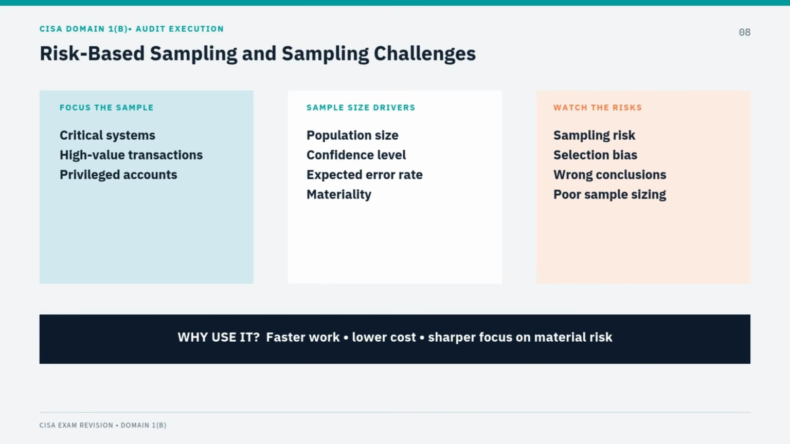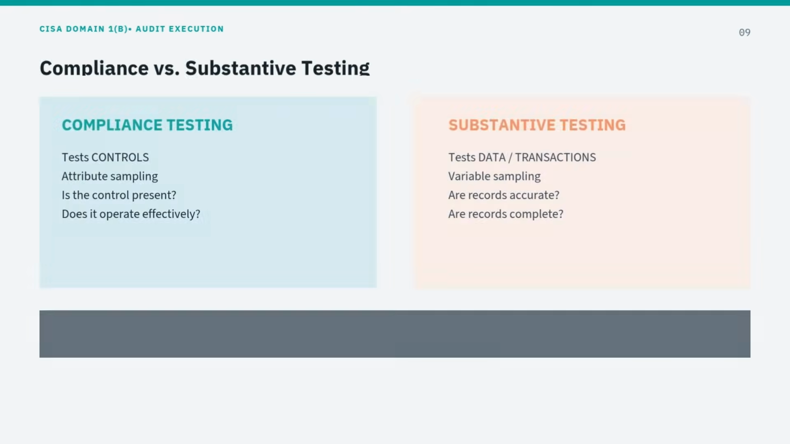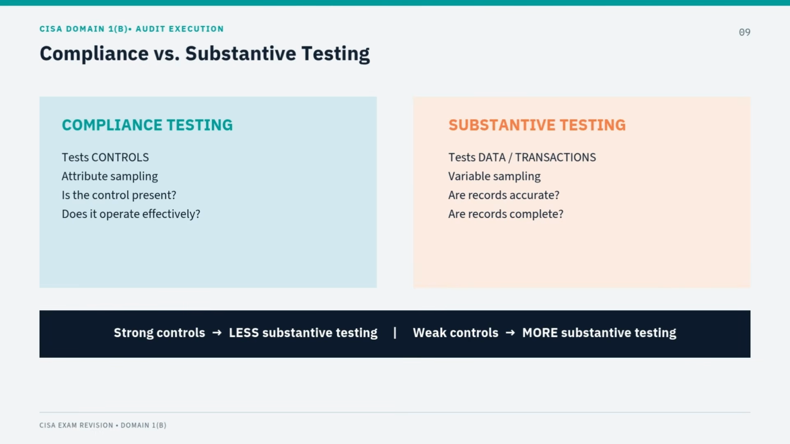Now, risk-based sampling. Risk-based sampling focuses audit effort where exposure is greatest, for example, critical systems, high-value transactions and privileged accounts. Sample size depends on factors such as population size, confidence level, expected error rate and materiality. Poor selection can create sampling bias and incorrect conclusions.